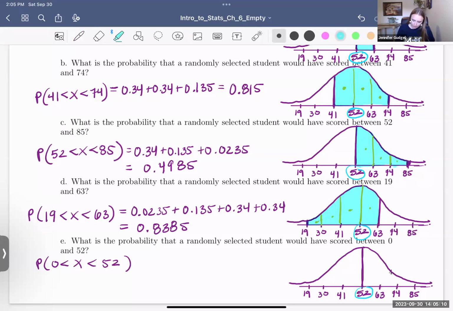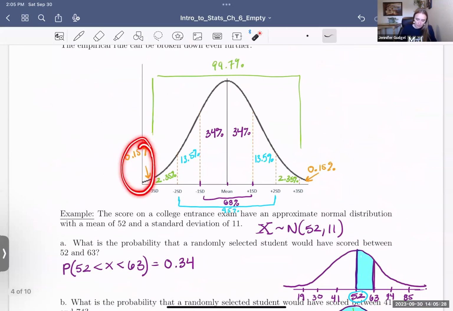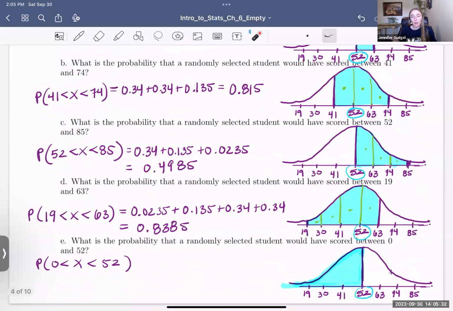That's everything to the left. 0 is not on my number line because it's the smallest score I possibly could have gotten. You can't get a negative score on an exam, right? So it's essentially anything to the left, including this little tail piece that we haven't really used yet, all right? Remember that tail piece did have a probability though. It was very small, but it does have a probability. It is possible to get something less than 19.